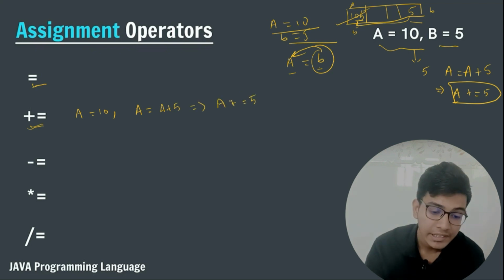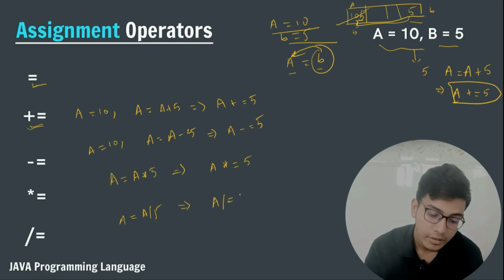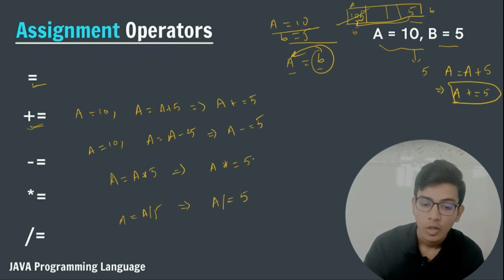Similarly, if you want to decrease the value of a by 5, then you can shortcut write a minus is equals to 5. If you want to multiply a is equals to a into 5, then you can write a cross is equals to 5. If you want to divide the value of a by 5, that is a is equals to a divided by 5, then you will write a divide is equals to 5. This is how we have all these assignment operators.